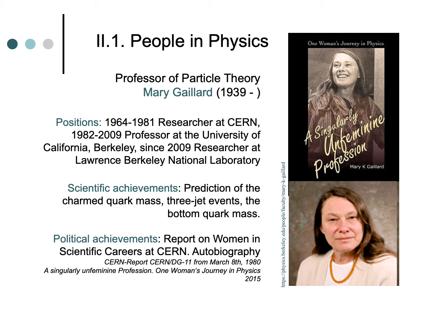In 1980, she wrote a report on women in scientific careers at CERN. If you read this article, it's really touching. She organized that women from different status groups of CERN met and talked to each other, and gathered some statistics. And so she found out that most of the women working at CERN, researchers at CERN, were unpaid, with the argument that their husbands already are paid and one income for the family is enough. This was in 1980, imagine. She also has more interesting findings in this report. And in 2015, she published her autobiography called A Singularly Unfeminine Profession, One Woman's Journey in Physics.